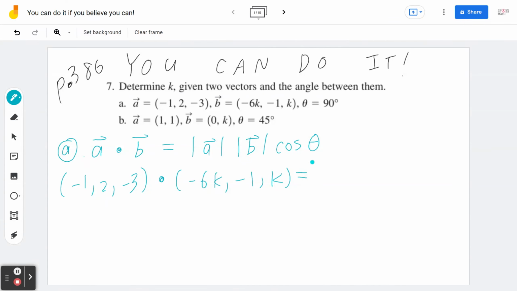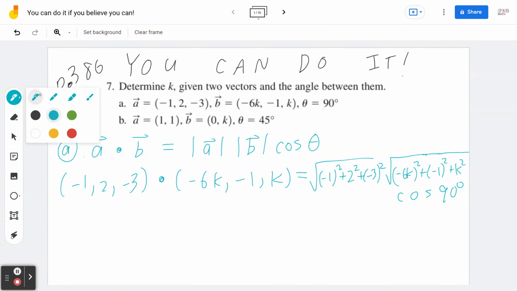Now, on the right-hand side, the magnitude of vector A is the square root of the sum of the squares. So it's going to be -1 squared plus 2 squared plus -3 squared. Likewise, the magnitude of vector B is the square root of -6k squared plus -1 squared plus k squared, times the cosine of 90 degrees. If you grab a calculator, or if you prefer doing mental math, cosine of 90 degrees is exactly 0.